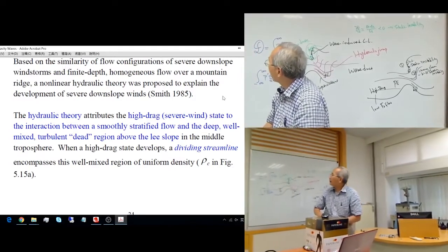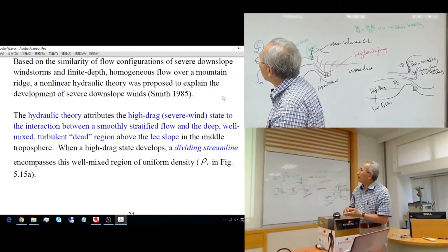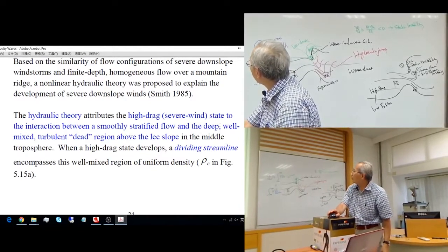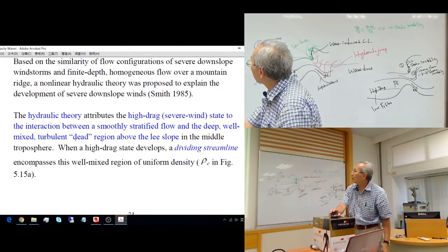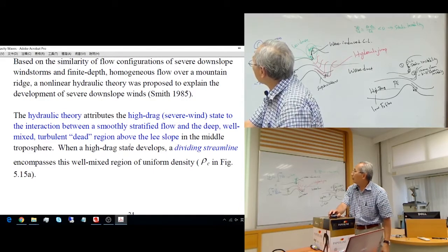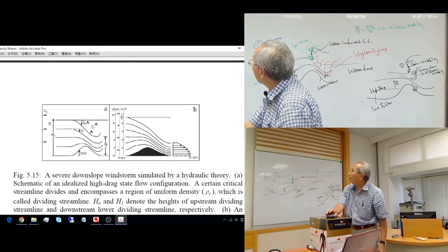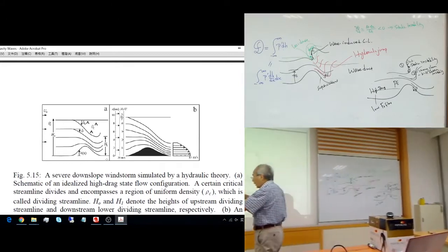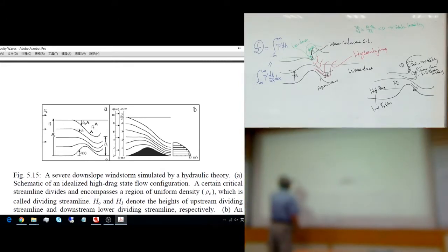And they say once you have that two-way interaction between a smoothly stratified flow and the deep, well-mixed turbulent region above the lee slope, you need a dividing streamline. That's what he meant. So he simplified the concept of the observed features of the flow.